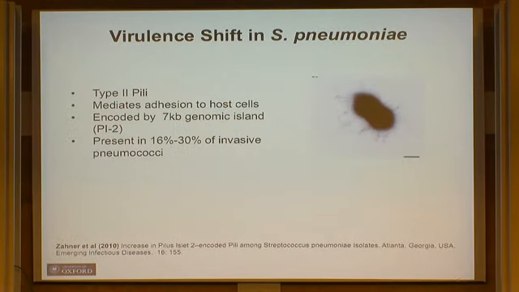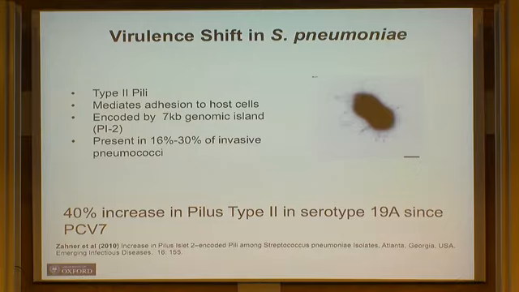What about the virulence allele? We said that the virulence would also shift, and there is some evidence indeed of a particular pilin, a type 2 pilus, which has increased significantly in association with serotype 19A, again, since PCV7. Before vaccination, this pilus was seen, and indeed pilus type 1, mainly in association with the vaccine serotypes. Since vaccination, we've seen a massive increase since PCV7.